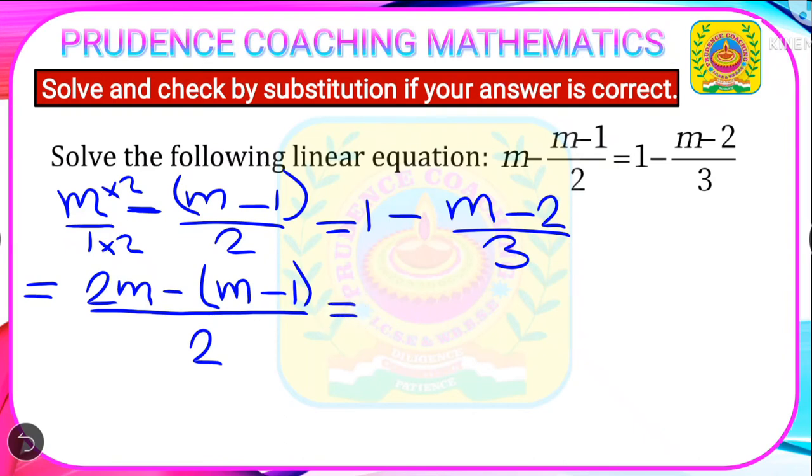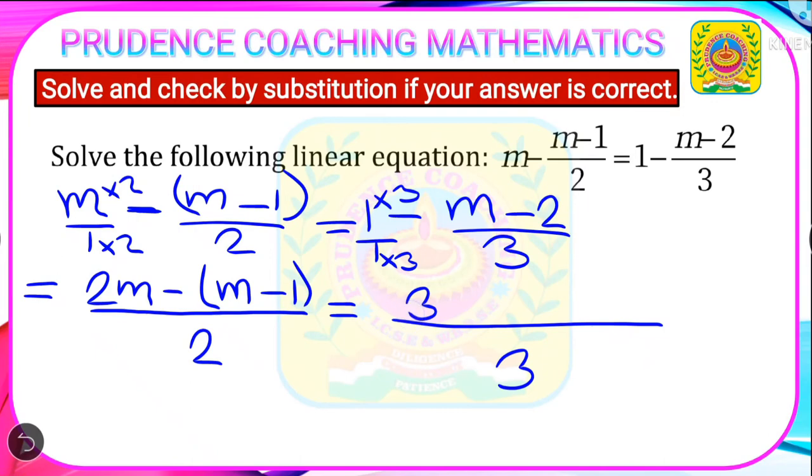Next, as you can see here we have 1, so the LCM of 1 and 3 will give you 3. So here we need to multiply with 3 to get the denominator 3. So here we will get 3 minus, you write minus, and within the bracket you will write m minus 2, because this 3 is in division. M minus 2 means numerator is m minus 2, and this minus is outside this line, so this minus is for both m and minus 2.